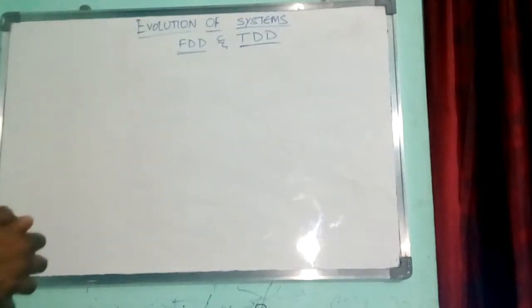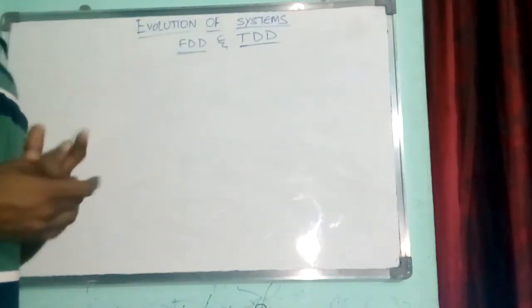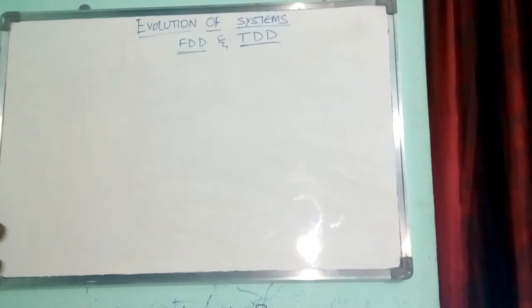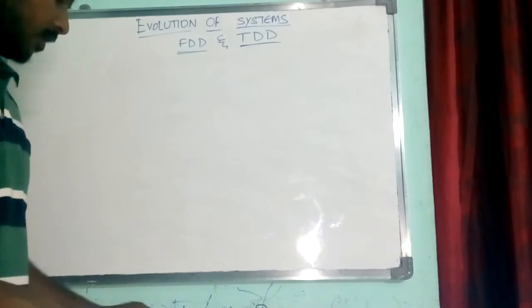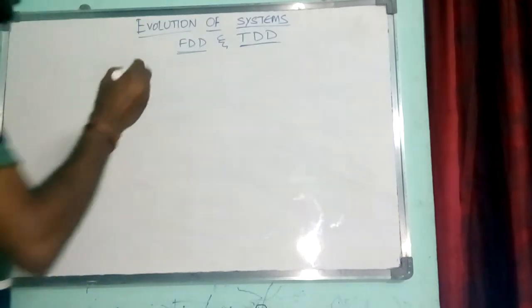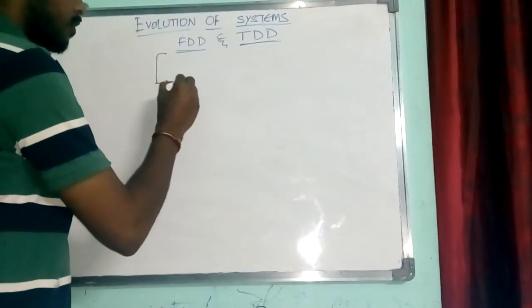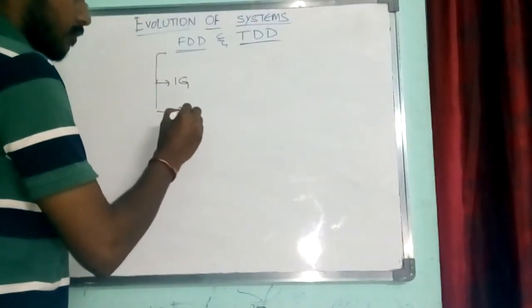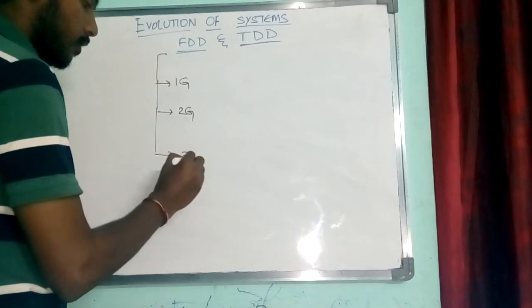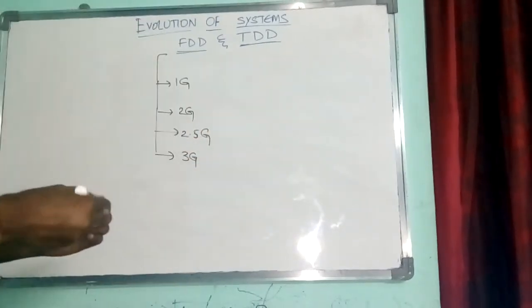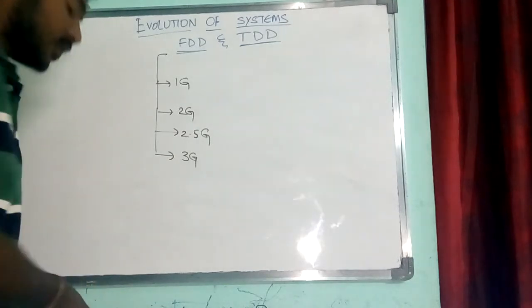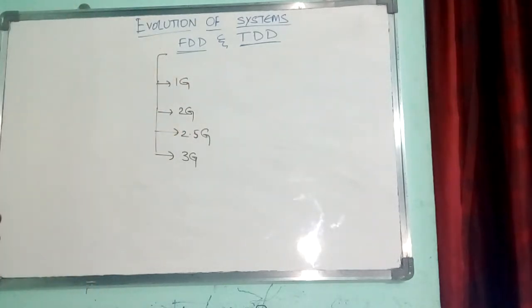Hello everyone. In this video, we'll see what the evolution of systems in wireless communication is, and what is called FDD and TDD. This evolution has been divided into three kinds: 1G, 2G, and 3G. In between, we have 2.5G as well. First we will see what 1G systems are, then we'll go for 2G and 2.5G.